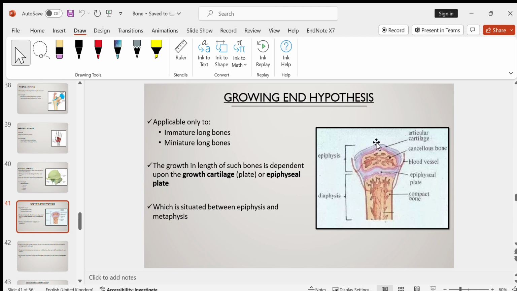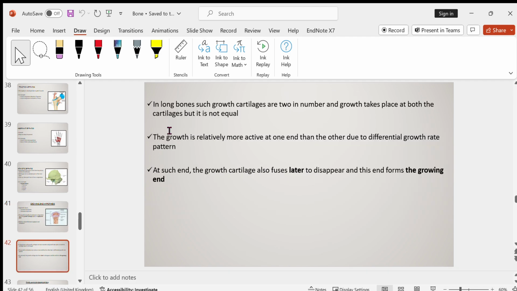Next is the growing end hypothesis. What is the growing end hypothesis? That the growing end of a long bone is formed due to an epiphysis. Now, a bone has two epiphyses, an upper end and a lower end. The secondary center of ossification for one of the ends is formed earlier than the other. So, in long bones, the growth cartilages are two in number and the growth takes place at both ends. The growth is relatively more at one end than the other due to a different growth pattern.